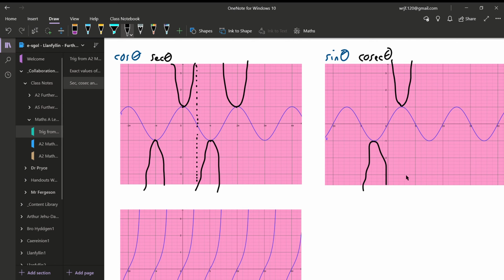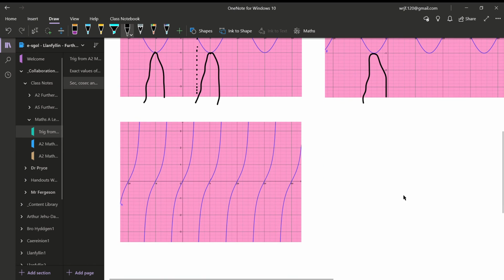Notice with those two, then it's just the black lines here, which are representing sec theta and cosec theta. Notice that there's a great big gaping gap between the bottom of each trough and the top of each peak here. So there are no values of sec theta or cosec theta between -1 and 1. That just doesn't happen.